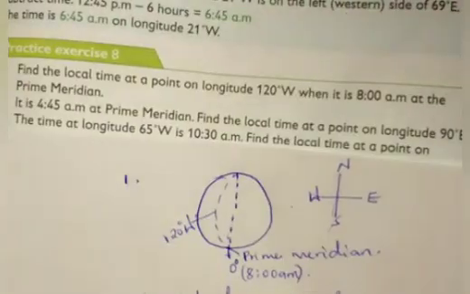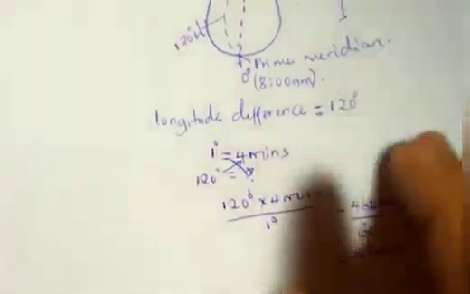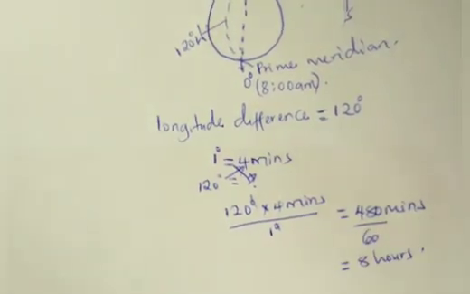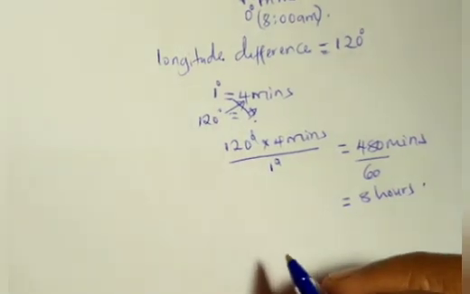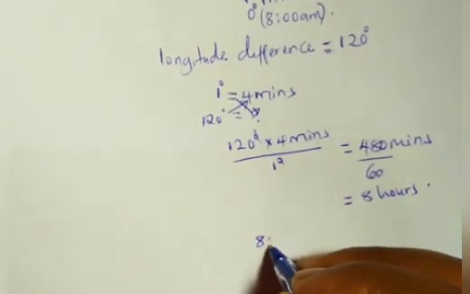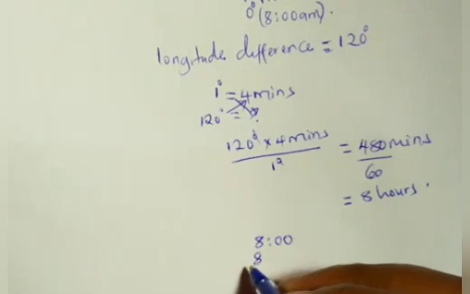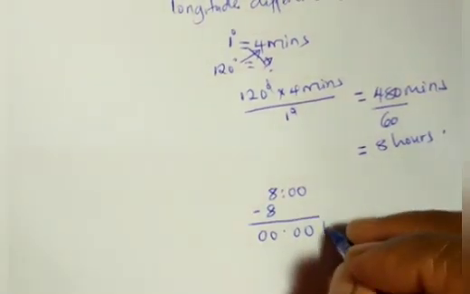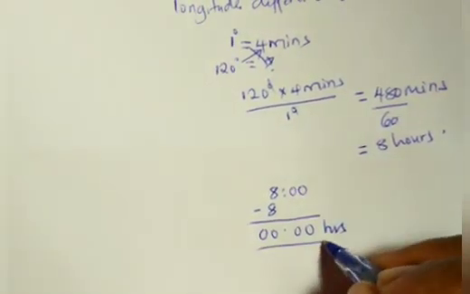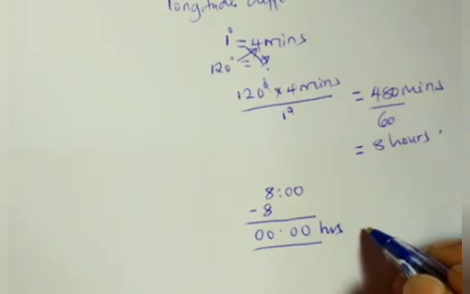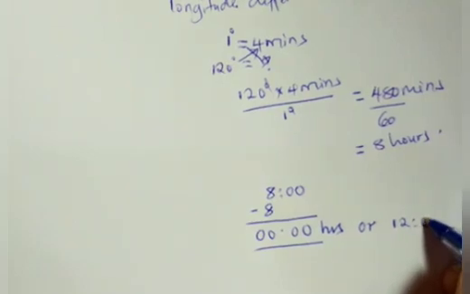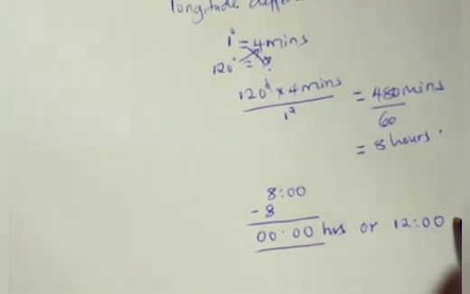So we'll have now that the 8 a.m. is ahead, we'll subtract 8 hours from 8 a.m. to see the time at that longitude. So 8 minus 8 hours will have 0000 hours, which can also be written in the 12-hour clock system as 12 midnight.